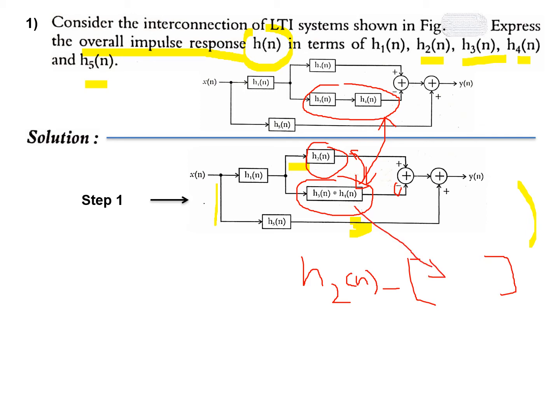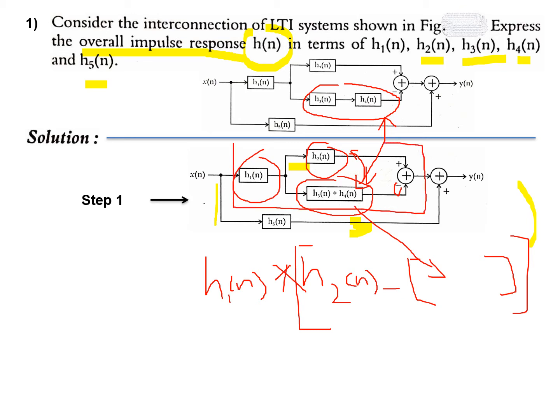Then that thing is in convolution with this whole thing. Now this whole thing, whatever is in cascade with this. See, this cascade with this. That means this is h1 of n. Then this much is replaced by this impulse response, this whole thing.